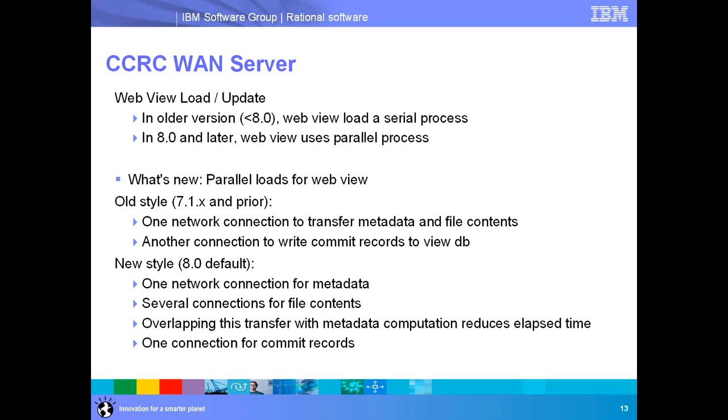Due to this, there would be an overlapping of the transfer and the metadata computation, which will reduce the total elapsed time for loading your web view. And there would be one separate connection for committing the records to the DB. So this is a major change which I was talking about, the multi-threading, which has helped in improving the performance of the CCRC WAN server drastically compared to the older version.